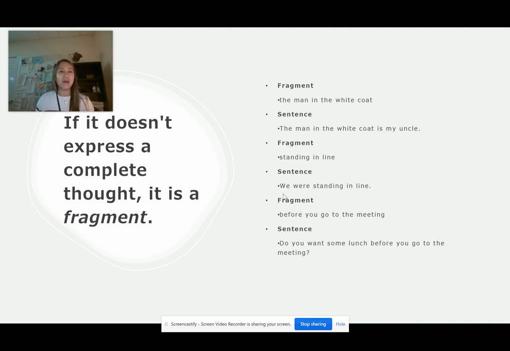To sum this slide up again, if the idea is not complete, it may be a group of words, but if there's no meaning, that is a fragment. But if we have a group of words with a subject and a verb and it makes sense, the idea is complete, therefore that is a sentence.